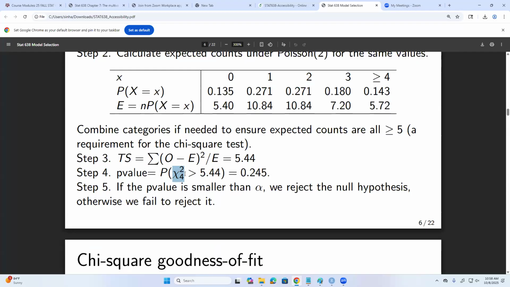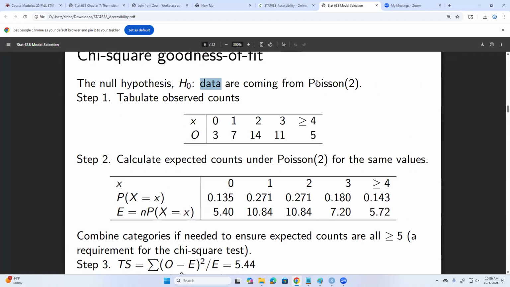If it is large, then the probability that the chi-square random variable exceeds that value 5.44 will be very small. So here it came out to be 0.245. It is not very small. Therefore, we fail to reject the null hypothesis. So the step is, if the p-value is smaller than alpha, what is alpha? Usually we test the hypothesis at alpha equal to 0.05 or 0.01. So if this probability is smaller than 0.05 or 0.01, you reject the null hypothesis. Rejecting the null hypothesis means you conclude data did not come from the Poisson 2 distribution.